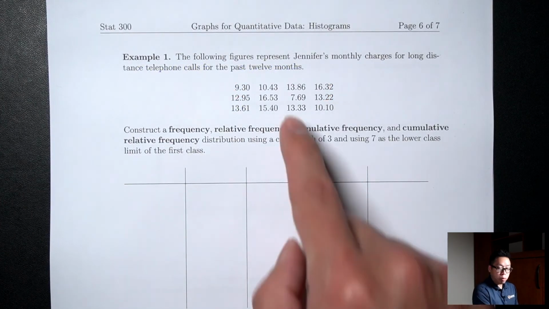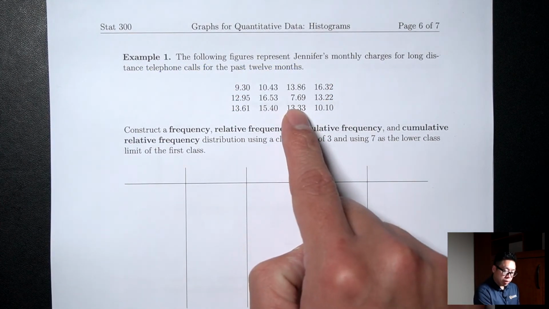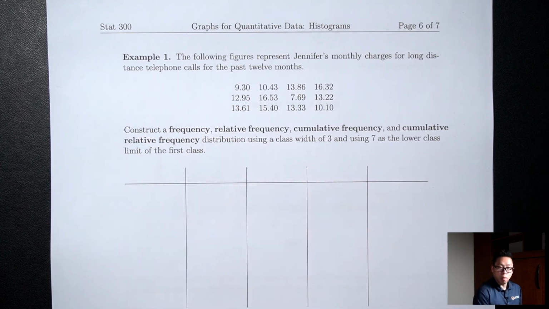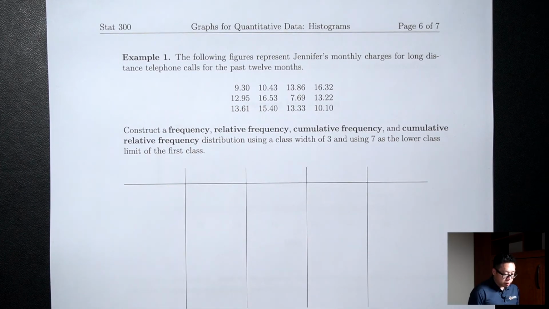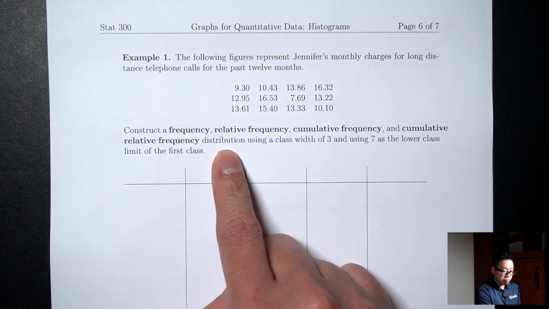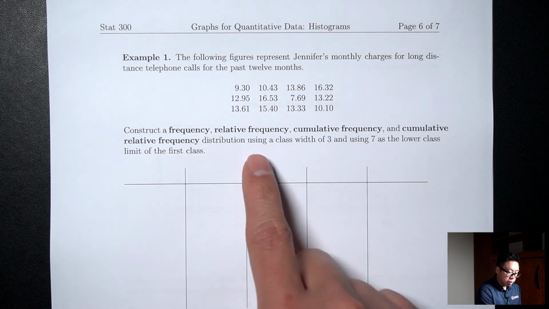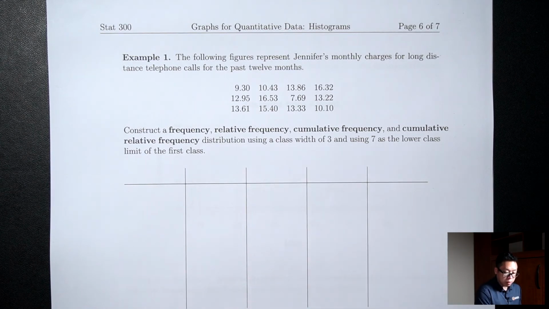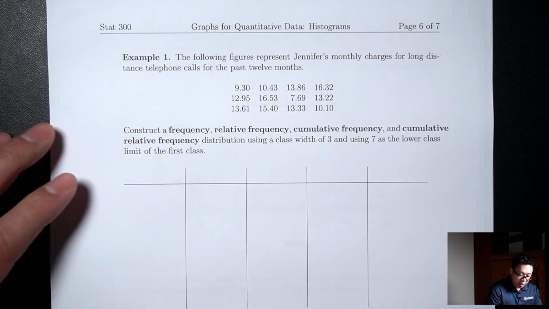Example one. Here we have some data. This data represents the monthly charges for long distance phone calls. Construct a frequency, relative frequency, cumulative frequency, and cumulative relative frequency distribution. Distribution just means make a table that has all these things. Using a class width of 3 and using 7 as the lower class limit of the first class.